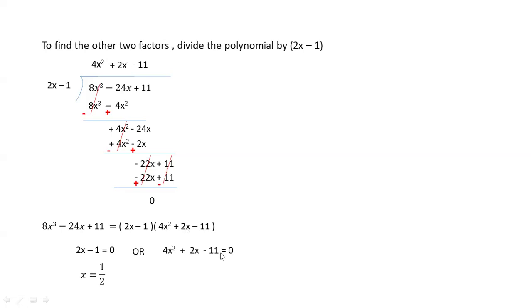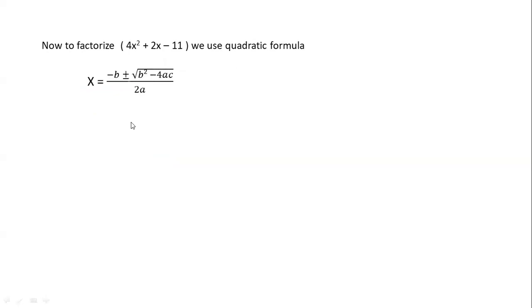This should be 0. But you see, it's a quadratic polynomial. So you cannot arrive at the answer. You have to factorize this. So this has to be factorized. To factorize this, let's start trying to factorize this. Now to factorize this, we use the quadratic formula. What is the quadratic formula? This is the quadratic formula.